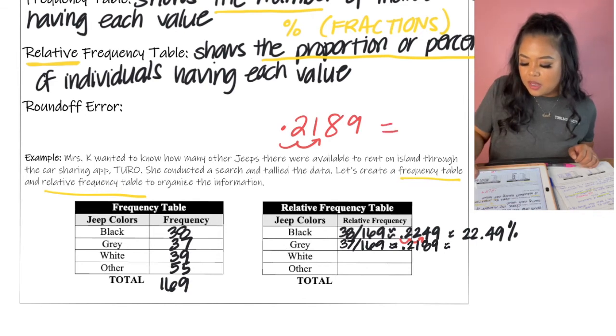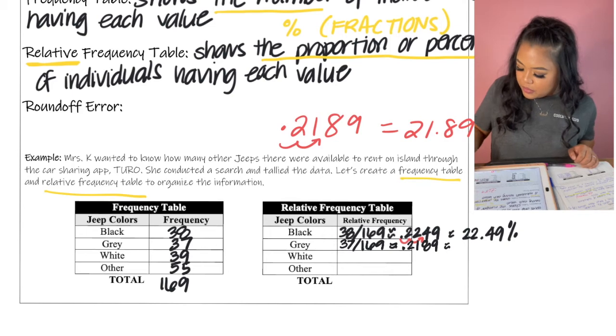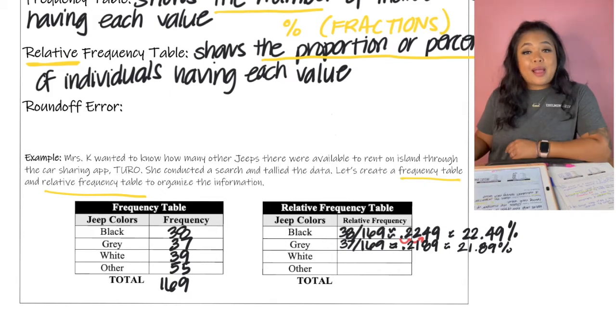So that's going to be 21.89%, okay? So that's going to be 21.89%. Okay, so I did black and gray with you.